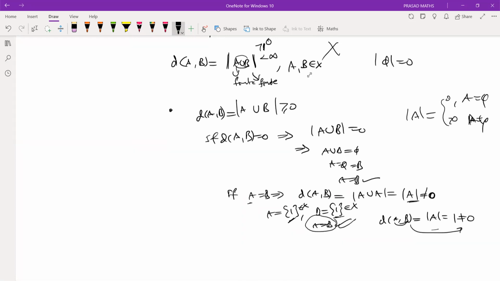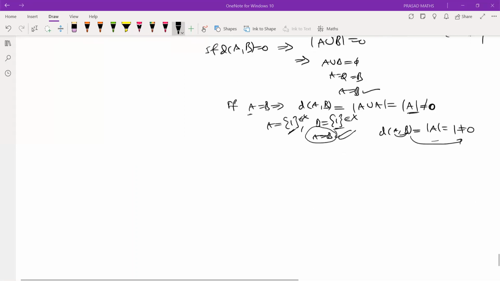Okay, good. So union has failed, right? But what if the distance between A comma B is the cardinality of the intersection, for A, B members in X? Is it a metric? There is no problem with non-negativity, because the cardinality of any set is always non-negative. Therefore, the first condition holds. What is the second condition?